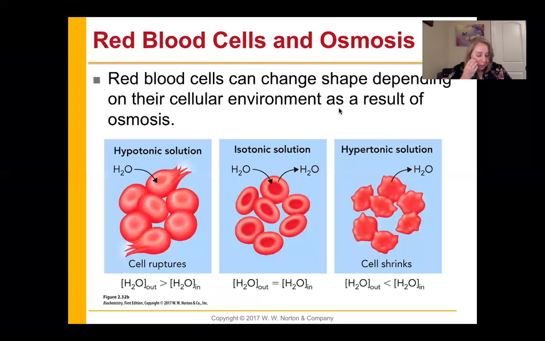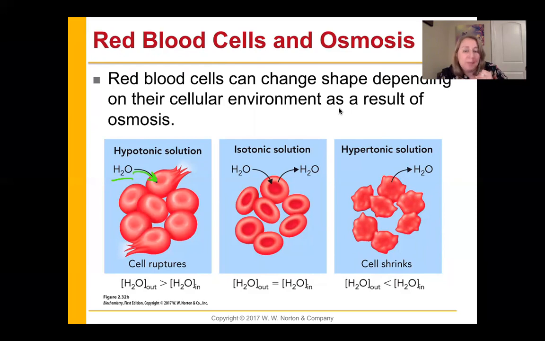So why is that important? Well, let's look at one example inside of the body. Let's take red blood cells, right? Our red blood cells change shape depending on their environment. So if you put them in a solution where you're hypotonic. Hypotonic means you have lots and lots of solute particles inside of the cell. What's going to happen is water is going to go into the cell, and it's actually going to fill the cell so much that the cell is going to rupture.